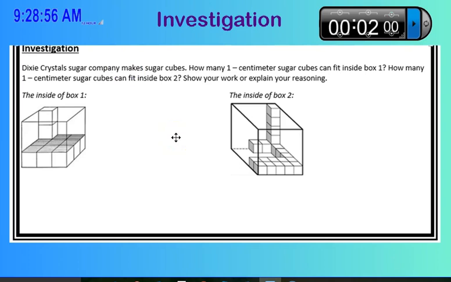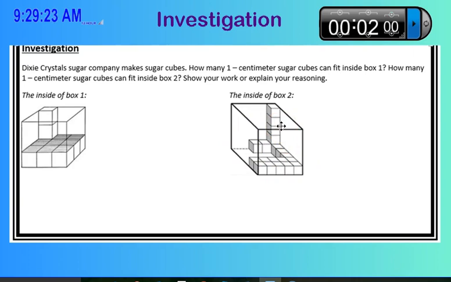I want you to take a look at the investigation on your notes. Dixie Crystal Sugar Company makes sugar cubes. How many 1 centimeter sugar cubes can fit inside of box 1? Like, how many total can fit in this box? Not how many's in it, but how many would fit in it if it was full. And then how many would fit in this box if it was full?